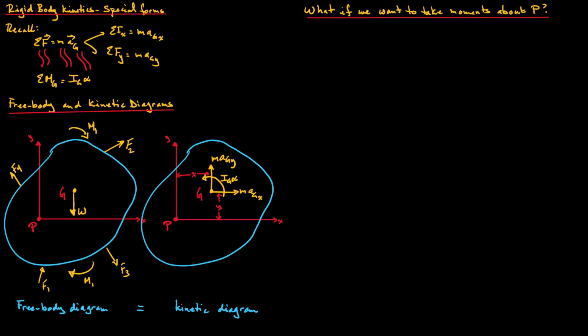Okay, so now let's talk about free body and kinetic diagrams. We all know what a free body diagram is. On the left-hand side here, the left diagram is a free body diagram, which shows all of the external forces and even external moments, M1 and let's call this M2 here, on the rigid body.